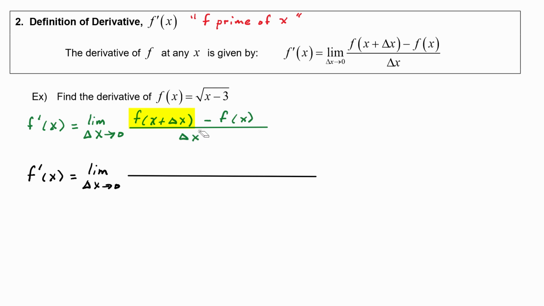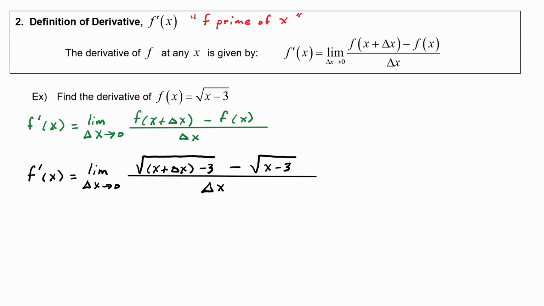We have to do f of x plus delta x. So that means our input here is x plus delta x, and that has to go in where the x is. So that's going to be the square root of x plus delta x minus 3. Then we have a subtraction symbol, and then we have to subtract f of x, which we know is the square root of x minus 3. In the denominator, we have delta x.